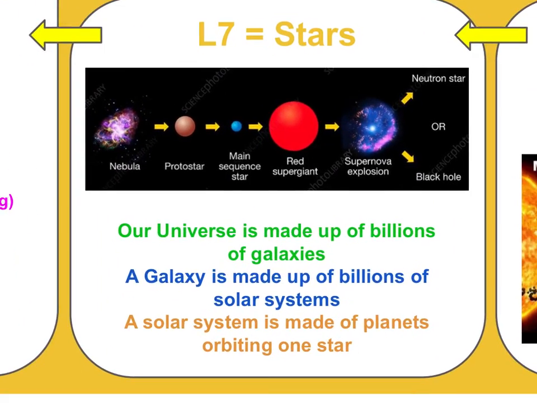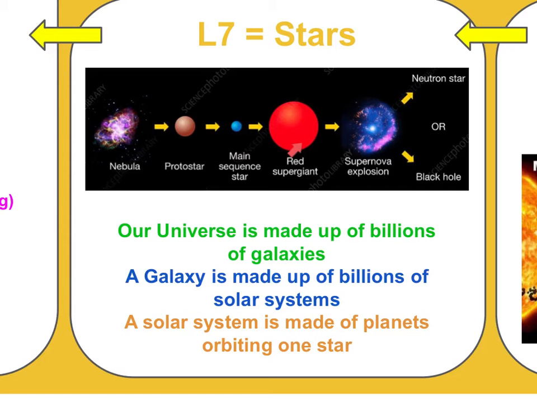Lesson 7 was on stars. We need to know that our universe is made up of billions of galaxies, and a galaxy is made up of billions of solar systems, and a solar system is made up of planets orbiting one star.